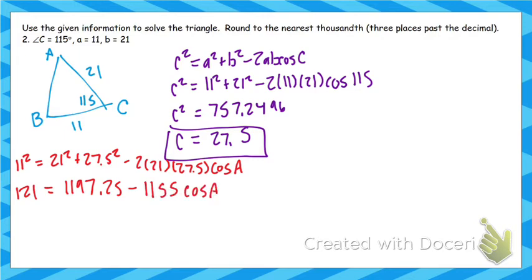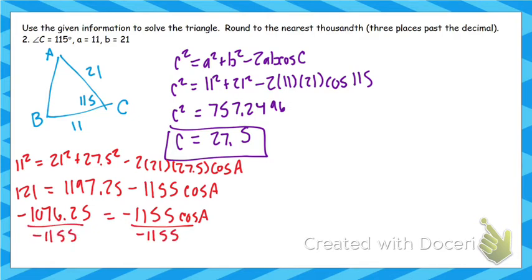Our goal here is to get cosine by itself. I can't do anything with the 1155 yet. I'm going to start by subtracting, doing 121 minus the 1197 first. Then I can divide by what's with cosine, so we'll divide both sides by the negative 1155. Okay, so I get that cosine A is equal to 0.9318.